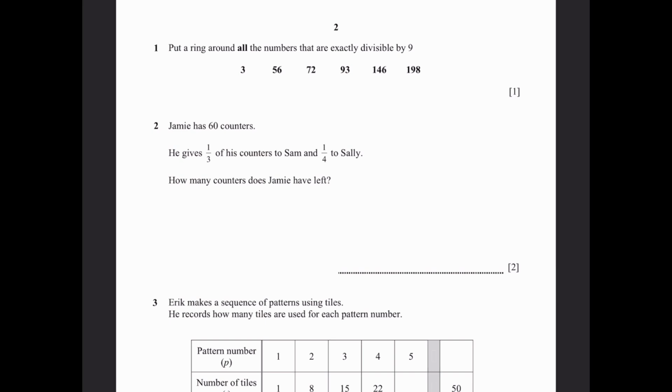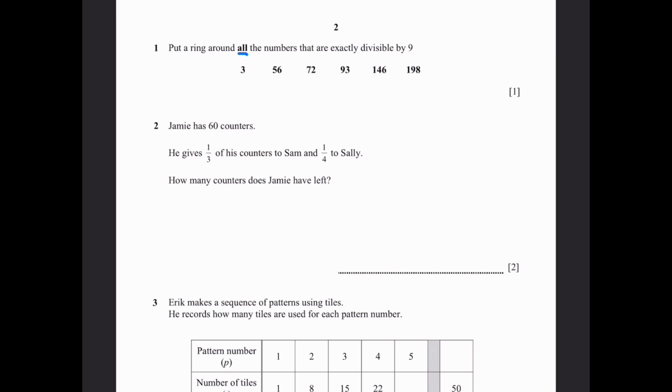Number 1. Put a ring around all the numbers that are exactly divisible by 9. If a word is in bold, it is a keyword. So not just one, we need to do all of them. Take note of that. There's a trick to find out this. If it is to be divisible by 9, the sum of the digits has to be divisible by 9.